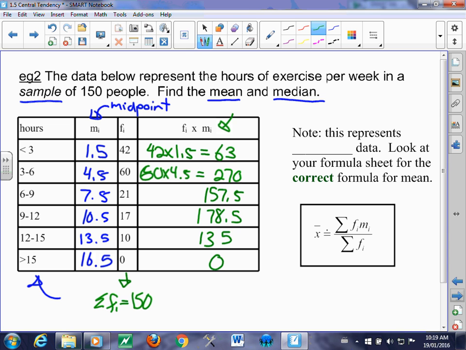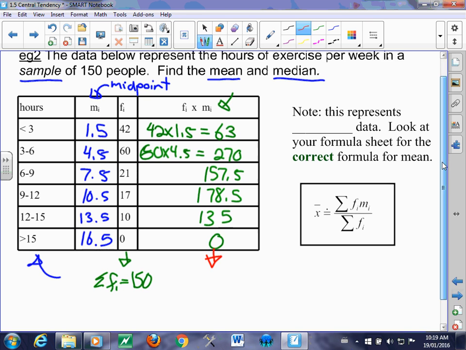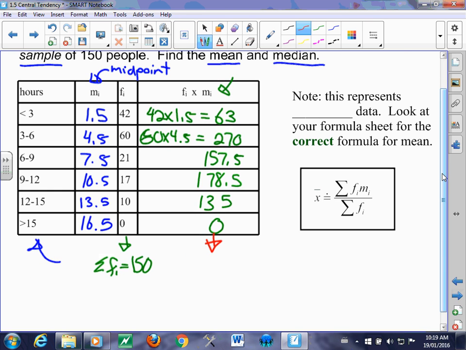So what we're going to do now is total this column up, and that'll help us set up for our formula. What I have is the sum of the frequency times the midpoint, which equals 804. Now we're going to take a look over here.